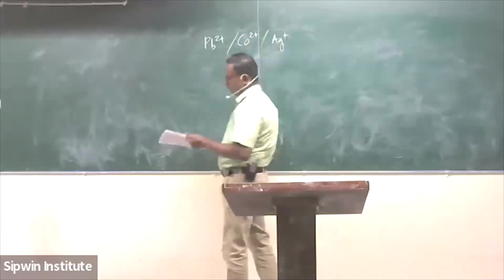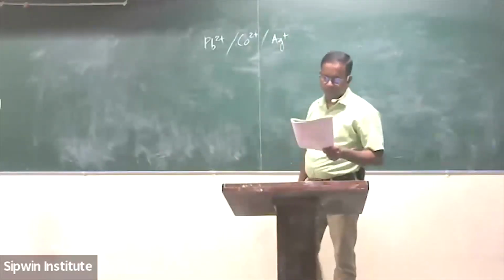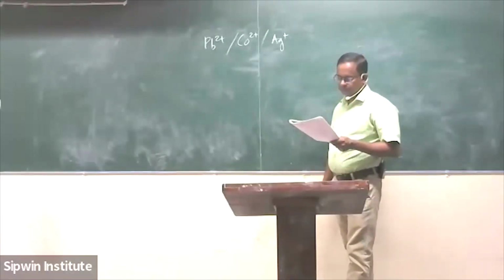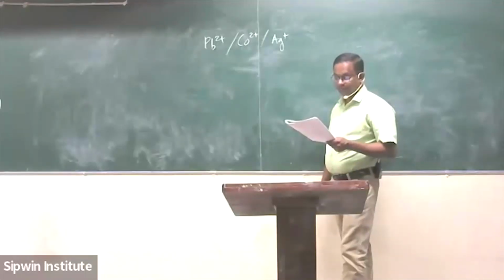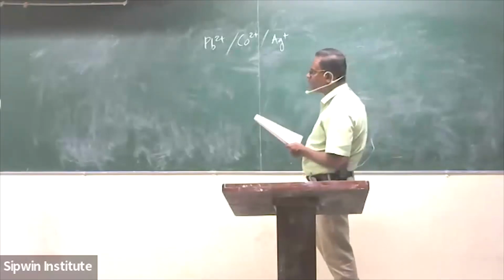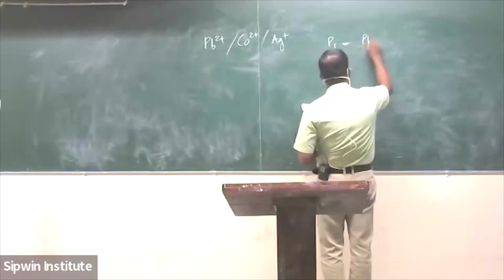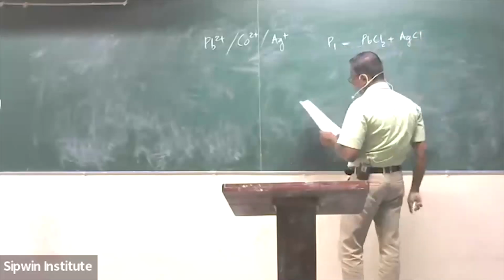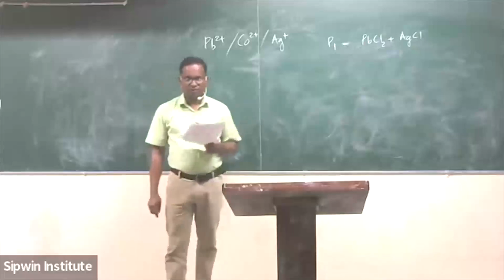These three are the cations. Second part: species responsible for the colors of solutions 1, 2, 3. Identify precipitates P1, P2, P3. P1 means lead chloride plus silver chloride, both should be there. P1: PbCl2 plus AgCl. Five marks for each, like there are 10 marks given for that one. Both should be there.